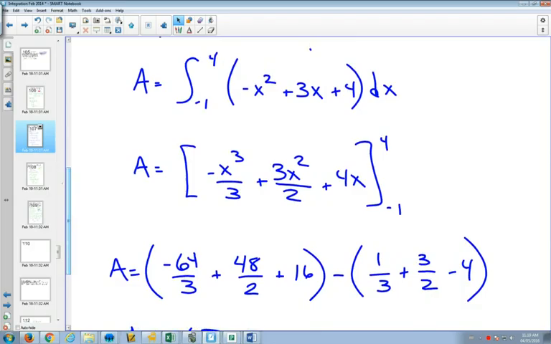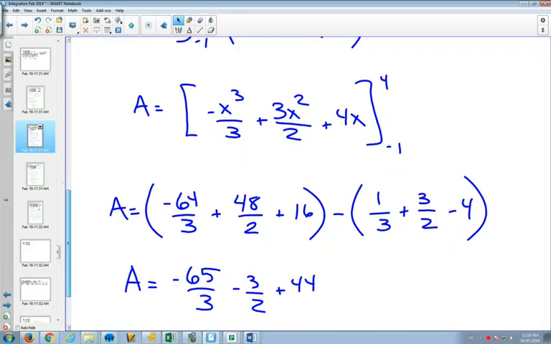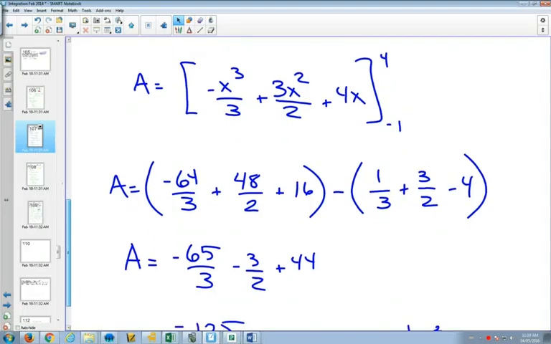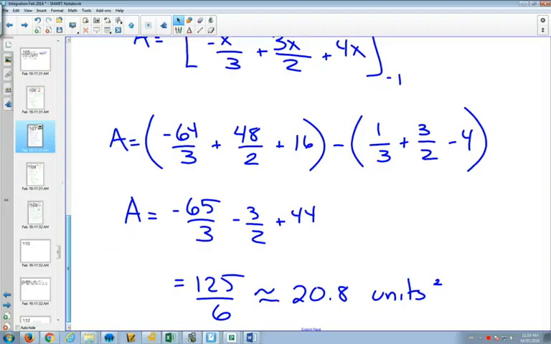So now you can find the integral, plug in your values. Work with those fractions, get your common denominator, and you get 125 over 6.